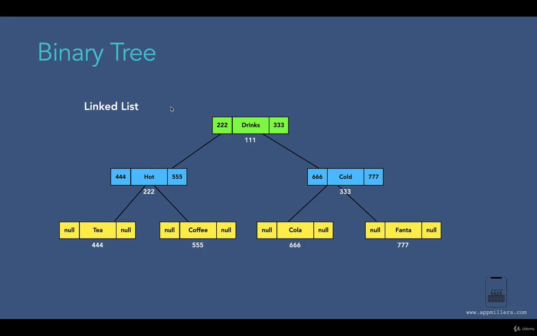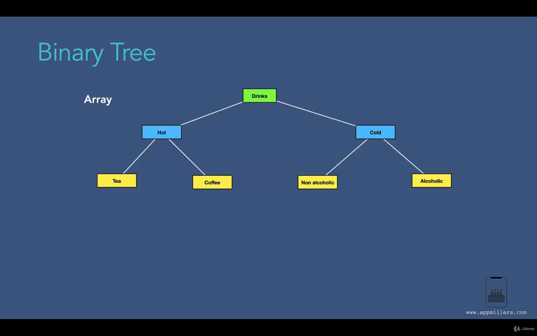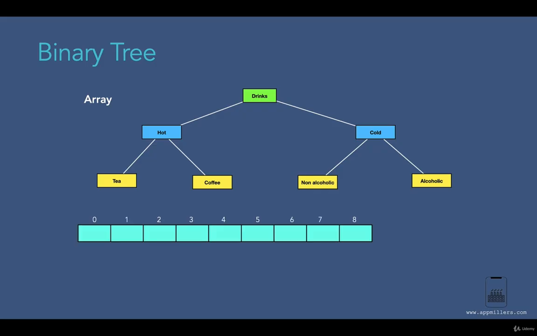Now let's continue to see how we can represent a binary tree using array. Here we have the same tree and we want to implement it using array. The way it looks will be different from the linked list because here we have to save these nodes inside cells in the array. The first thing we are going to do is initialize an array with fixed size. Here we have an array of 9 cells.